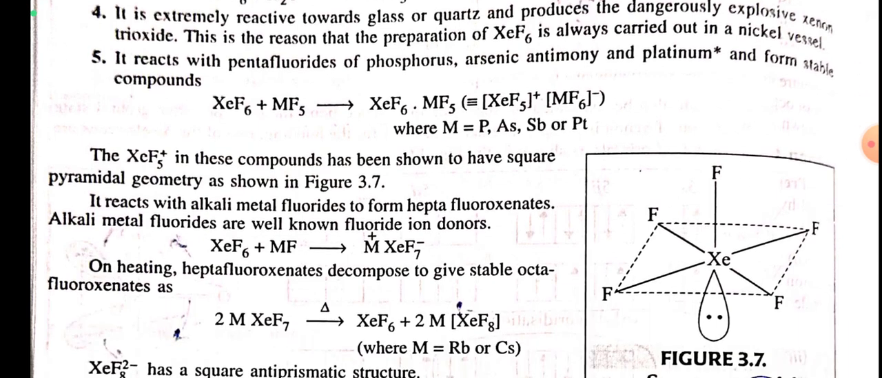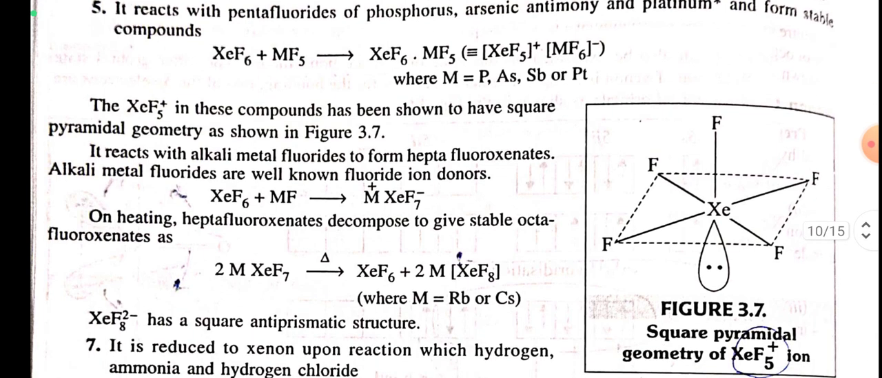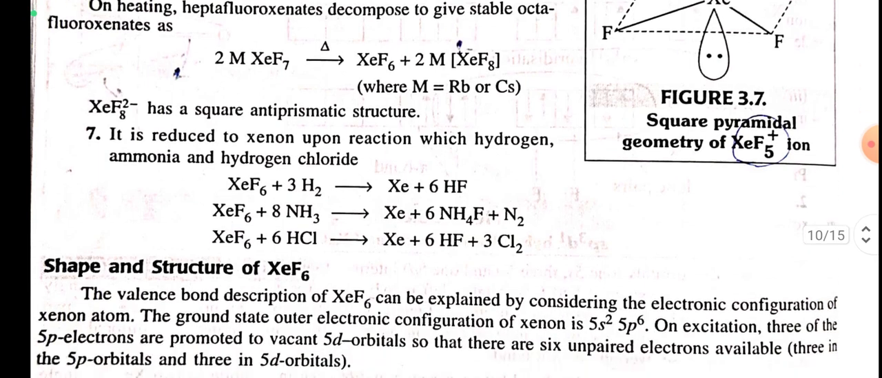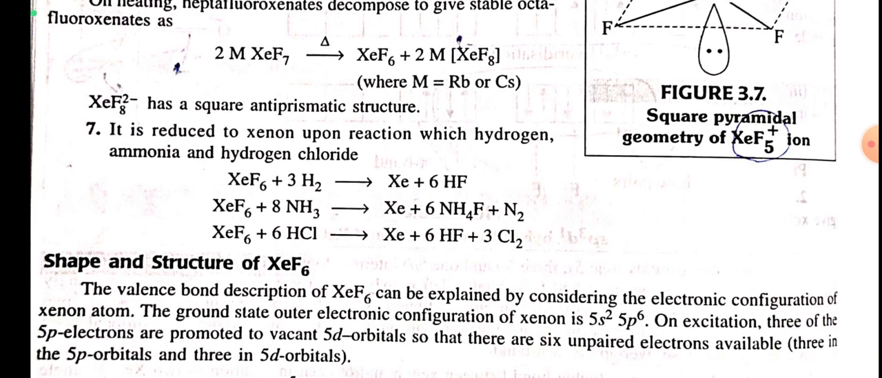It reacts with pentafluorides of phosphorus, arsenic, antimony, and platinum and forms stable compounds. Xenon hexafluoride reacts with MF5 to give XeF6.MF5. The XeF5 positive ion in the compound has been shown to have square pyramidal geometry. It reacts with alkali metal fluorides to form heptafluoroxenates. Alkali metal fluorides are well-known fluoride ion donors. It is reduced to xenon upon reaction with hydrogen, ammonia, and hydrogen fluoride.